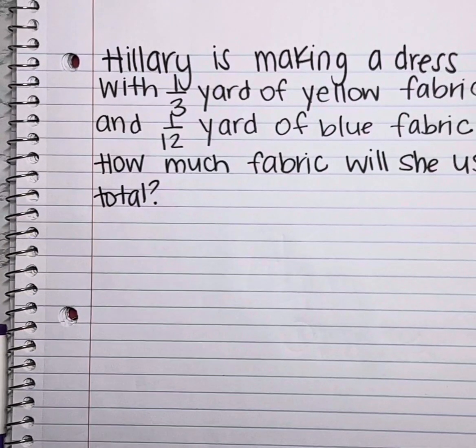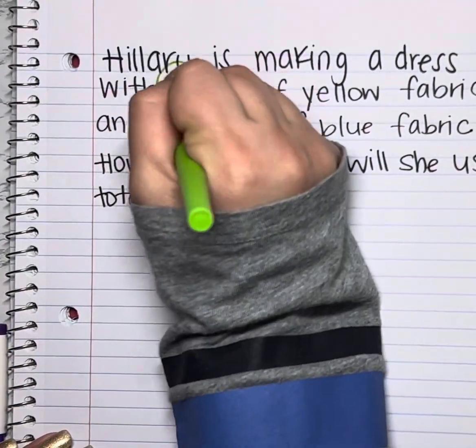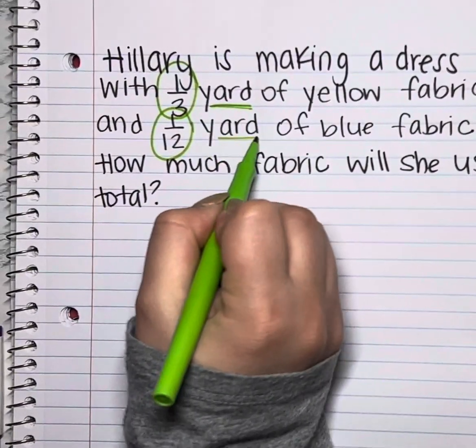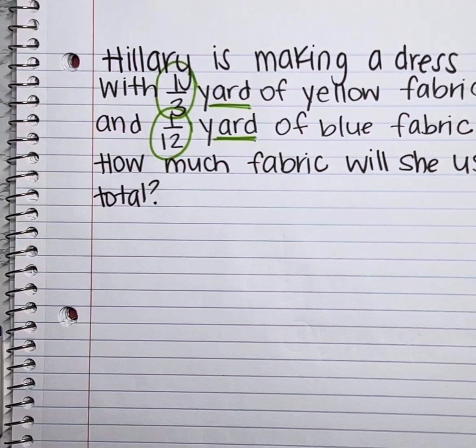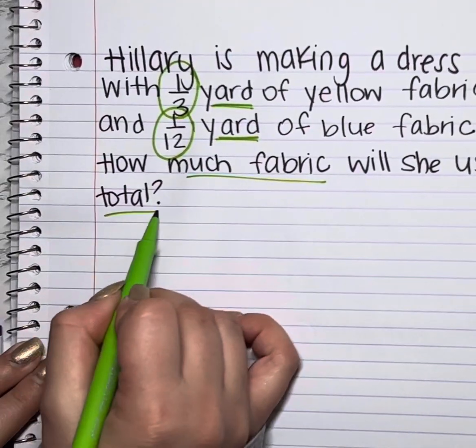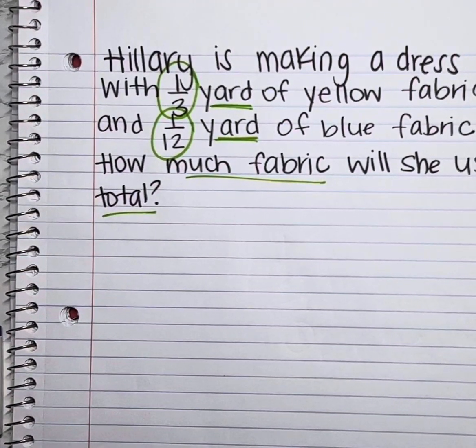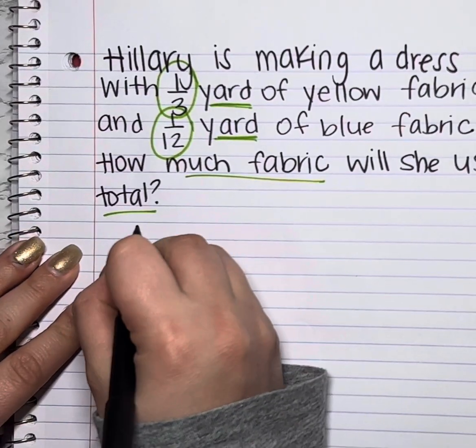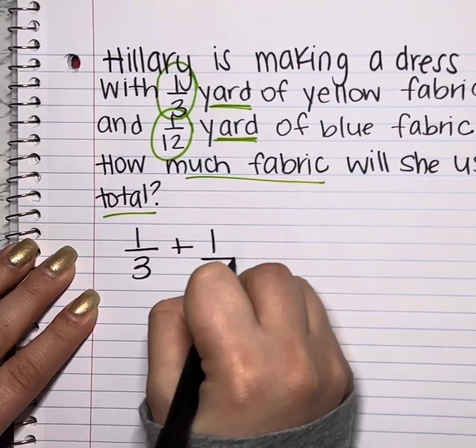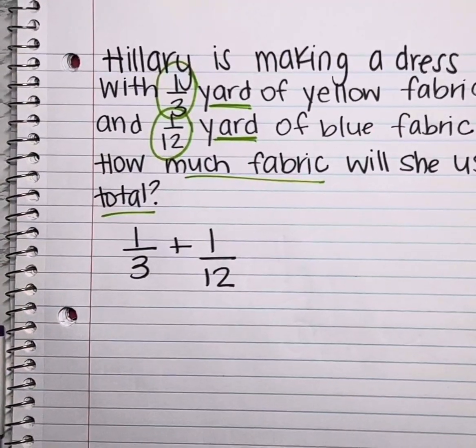Okay, so I'm going to pull out the important information in my problem, 1/3 and 1/12, and my label is going to be yard. I'm trying to see how much she is going to use in total. So I do have an addition problem going on here, and I'm going to have 1/3 plus 1/12. Now we don't have the steps on this page, so let's see if we can remember them, and it's okay if you need to flip back and reference your notes. That's fine too.